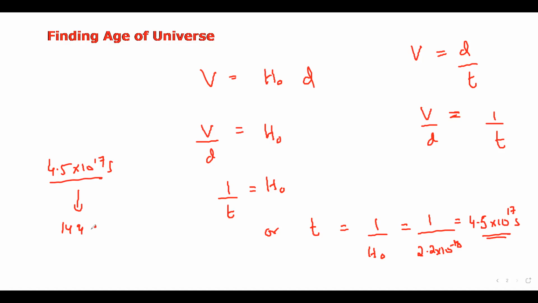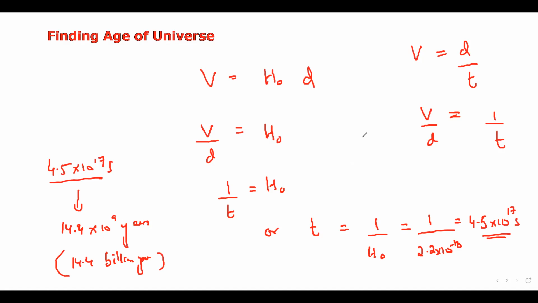14.4 into 10 raised to power 9 years. And 14.4 into 10 to the power 9 years, 10 to the power 9, that is a billion. So we can say it's about 14.4 or 14.5 billion years. So that is the age of our universe.